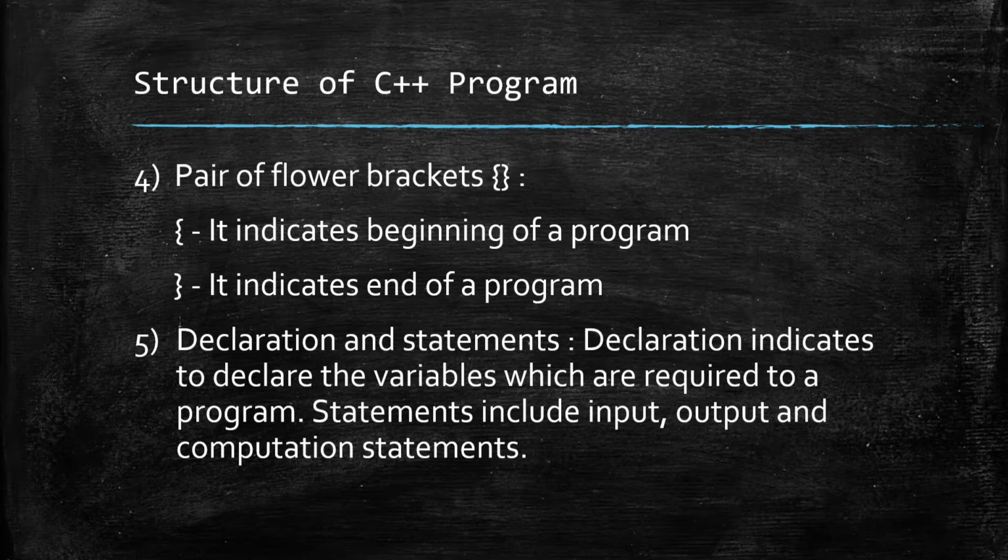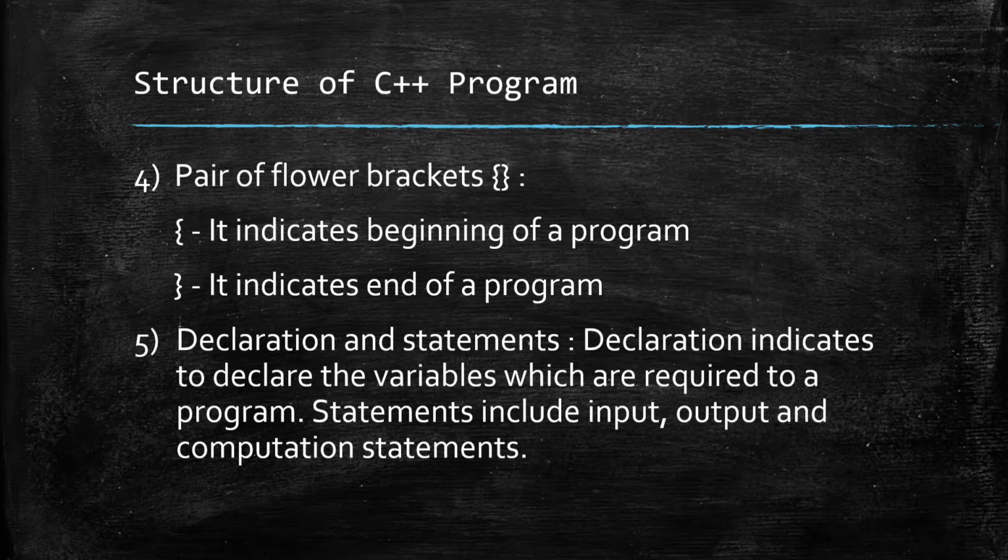And our fifth one is declaration and statements. So what is this declaration and statements? Declaration indicates to declare the variables which are required in a program. Fine. Declarations, it indicates that suppose to solve a problem, like to solve an addition problem. Let us take an example of an addition problem. So to solve an addition problem in C++, we require three variables, A, B, C. So we add A and B and we store the resulting output in C. So we require three variables there. So we declare the variables. Fine. So we declare the variables. That's nothing but your declaration.